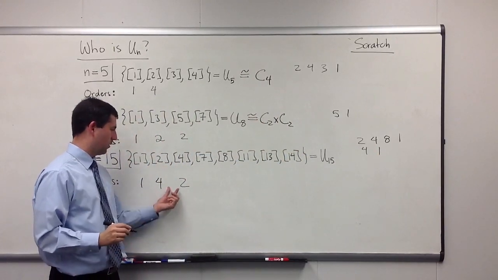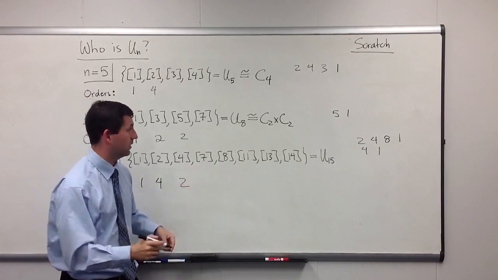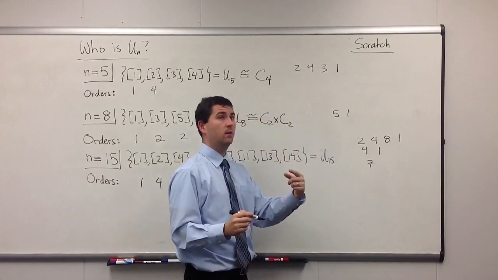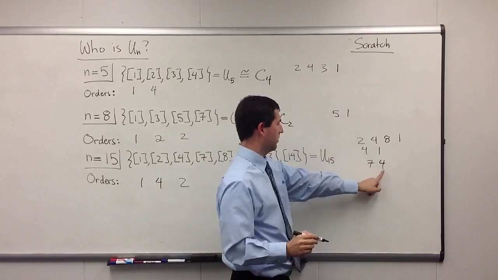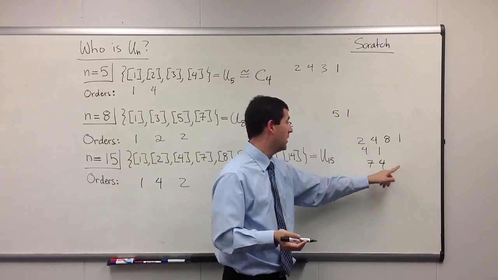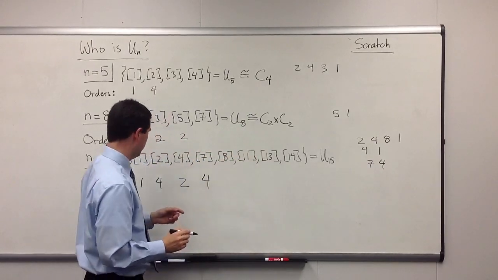Okay, so I have an element of order 4, an element of order 2. That doesn't really solve it for me, so let's check 7. 7, okay, then it becomes 49, which mod 15 is 4. Now I've already seen what happens once I get to a 4. If I square it, again, I'm going to get to a 1. So the order of 7 is going to also be 4, just like 2 was.